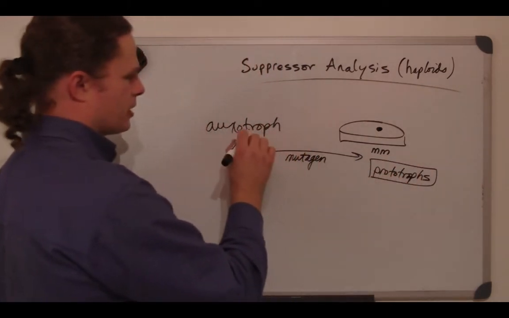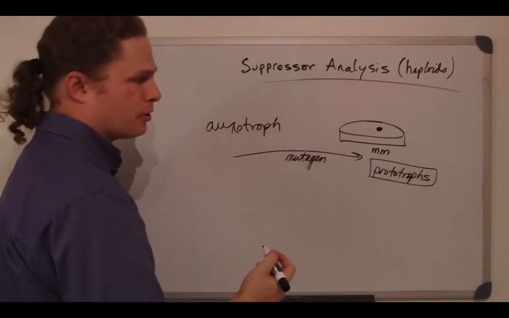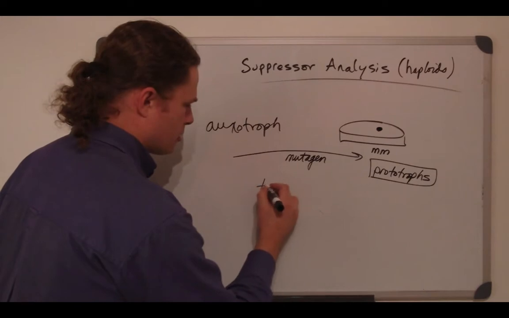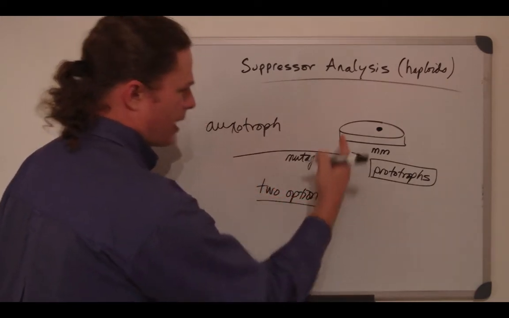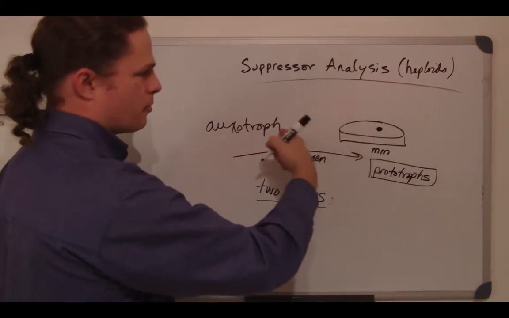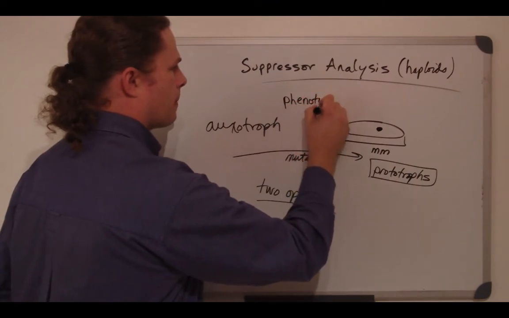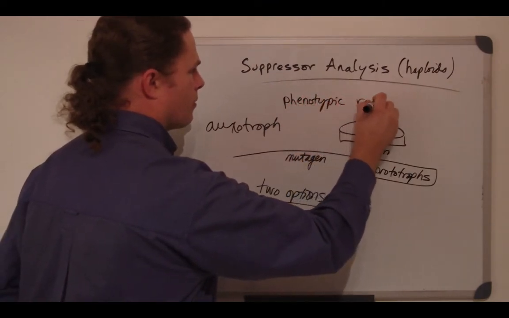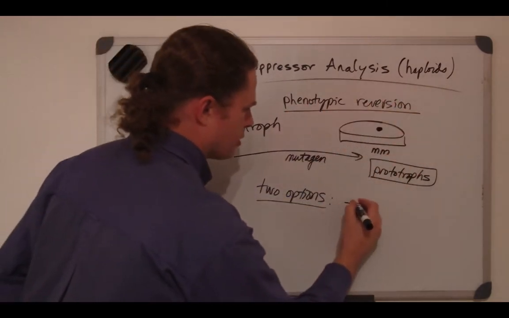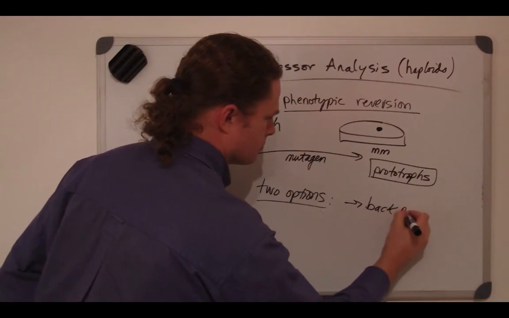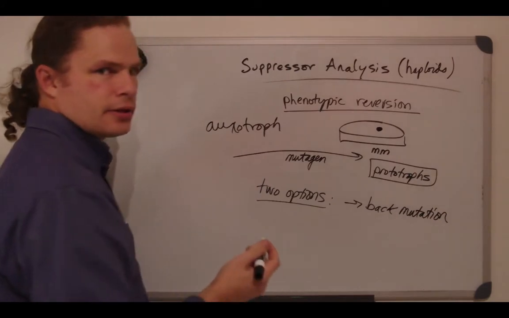And now what we've got are things that were once auxotrophic, they've been exposed to a mutagen, and now they've become a prototroph for some reason. So there's two general possibilities, two options that we'll discuss that could underlie this event, which is called a phenotypic reversion. The first option is something called a back mutation. A back mutation is simply fixing the problem at the original locus.